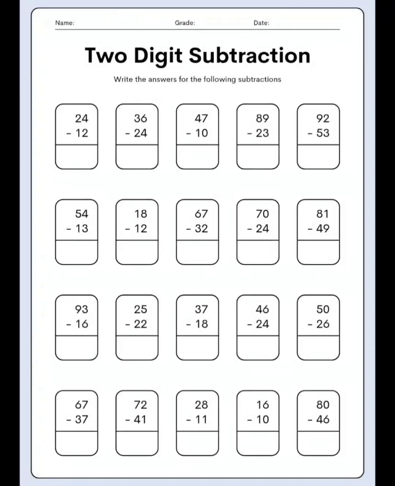Hello friends, today we are going to do 2-digit subtraction.